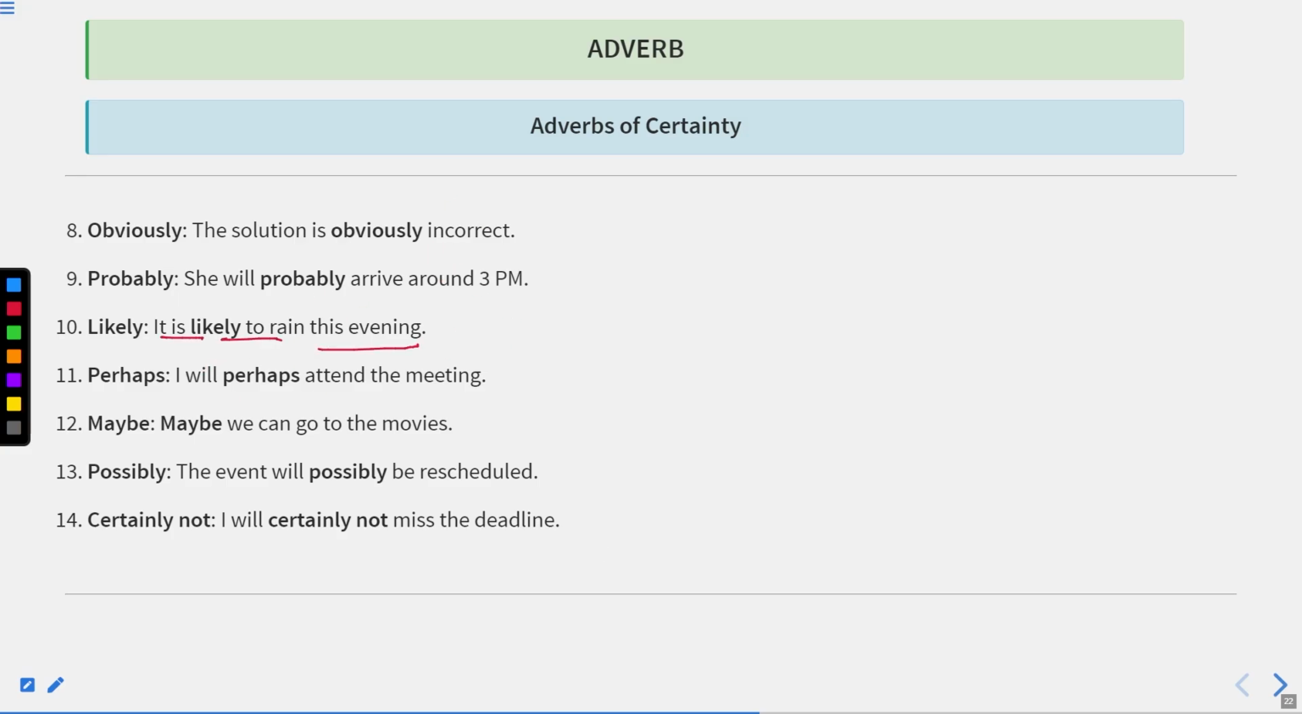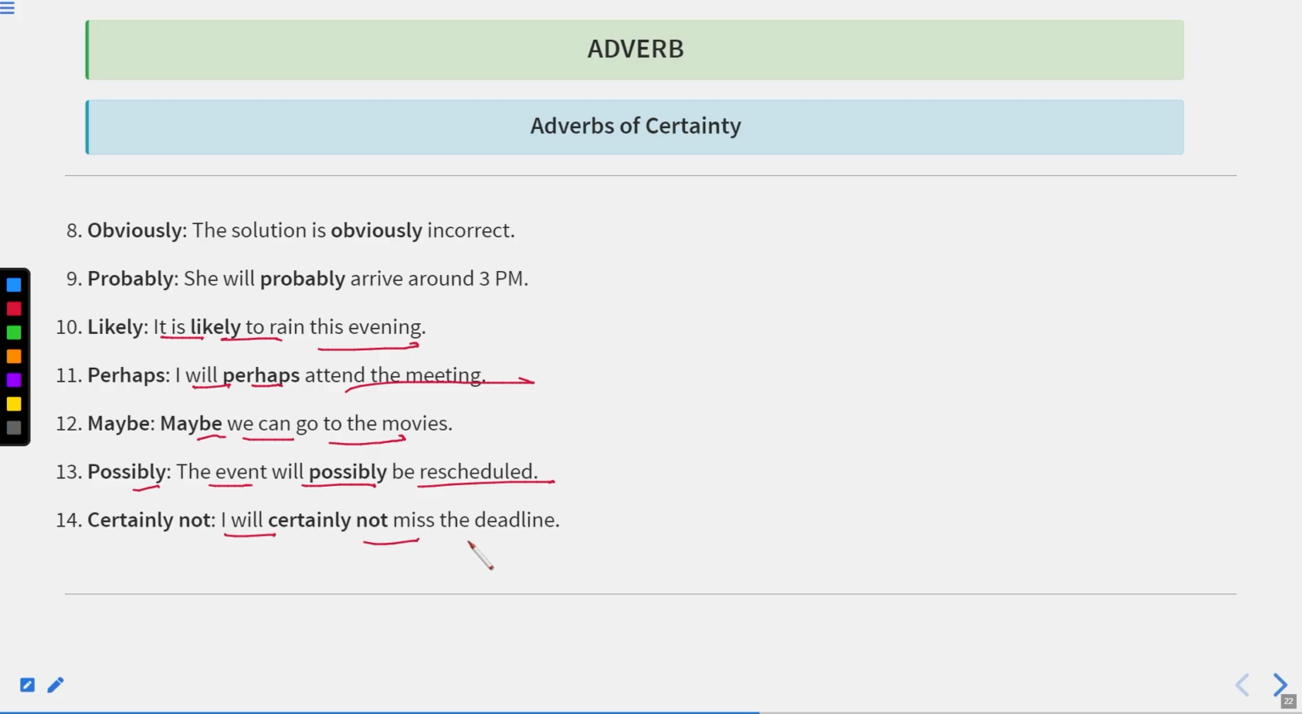Likely, it is likely to rain this evening. Perhaps I will attend the meeting. Perhaps means maybe. Maybe we can go to the movies. Maybe means when we are not sure, but we are saying. Possibly, the event will possibly be rescheduled. Okay, it means it is possible for the event to be rescheduled.